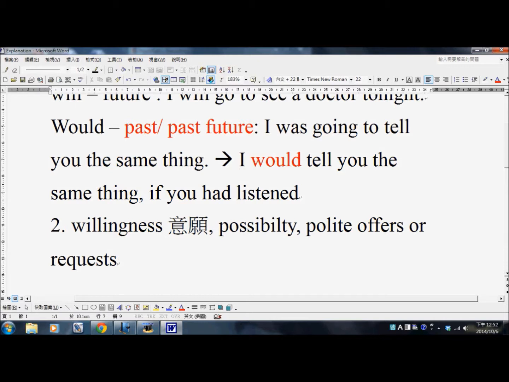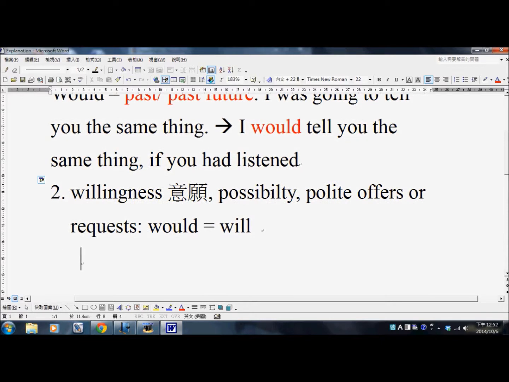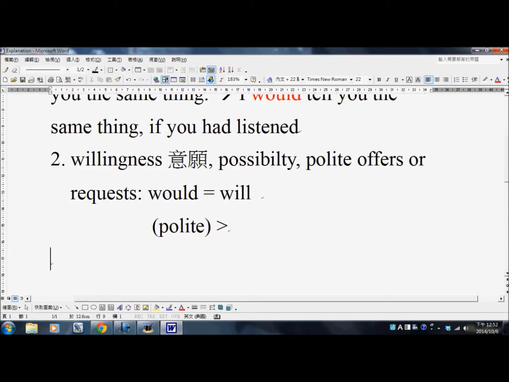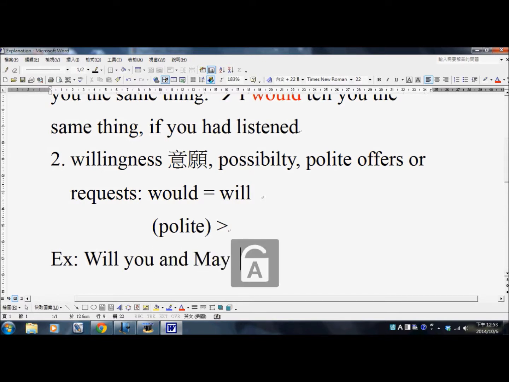Now, would and will are used almost in the same way if we're talking about this, but remember, when we use would, we want to be more polite than will. So when we use would, we are being more polite than will. Let's look at the following two examples here. Number one, I can say, will you and May come to my house tonight?